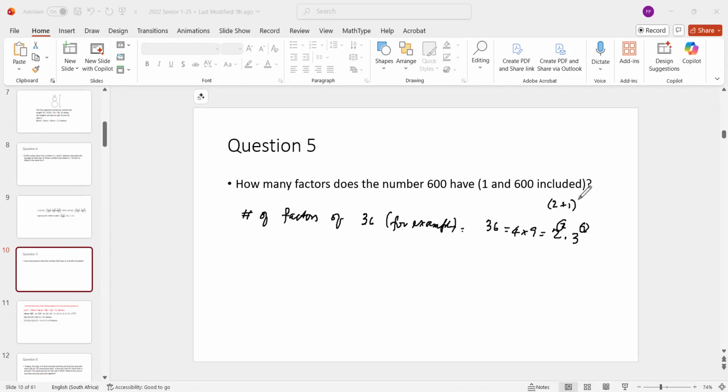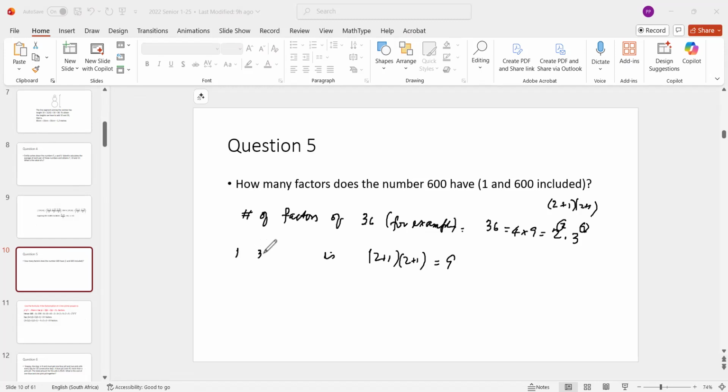And the number of factors is, you take the exponents, add 1 to each one of them, and multiply them out, and that gives you the number of factors, right? So you can actually check it out with 36.